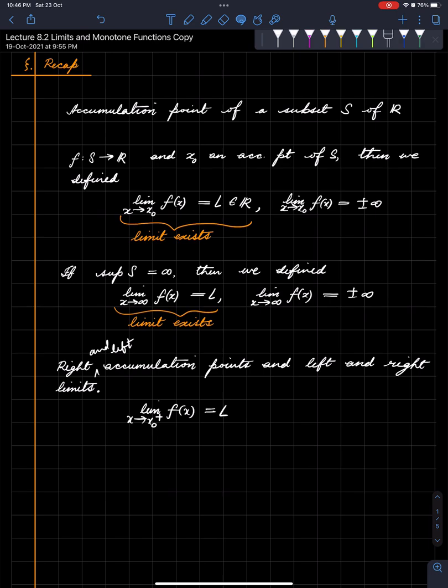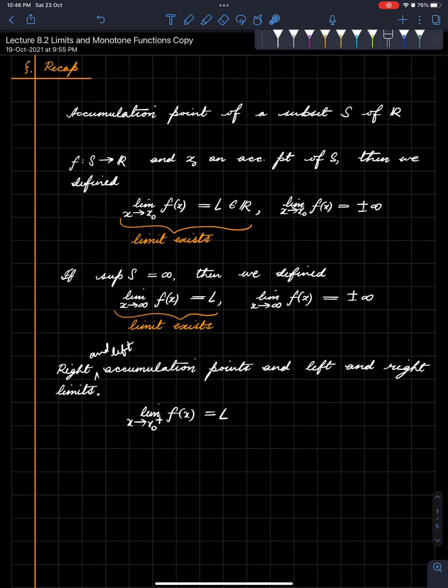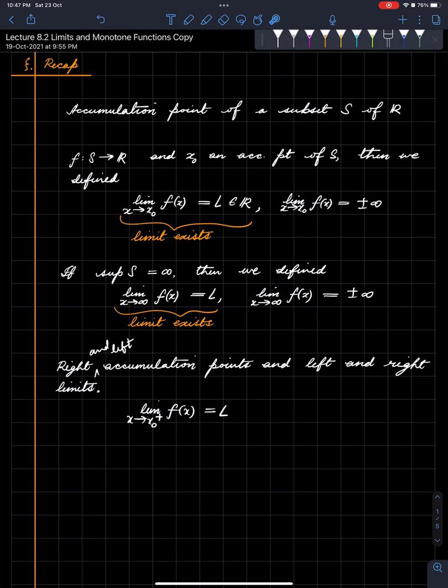Welcome to this lecture in the ongoing series of lectures in real analysis. Today we'll be looking at an illustrative example where we will see that monotone functions enjoy a certain property: the right limit and left limit at each point of the domain exist. But before that, let us briefly recall what we did last time.